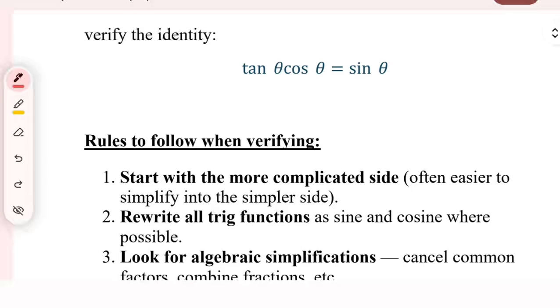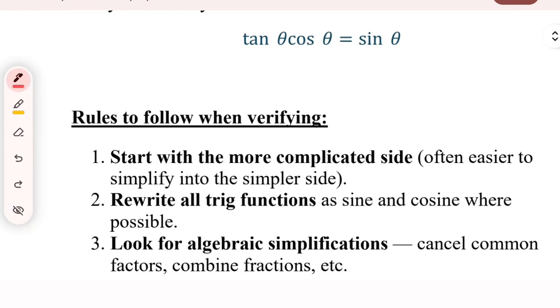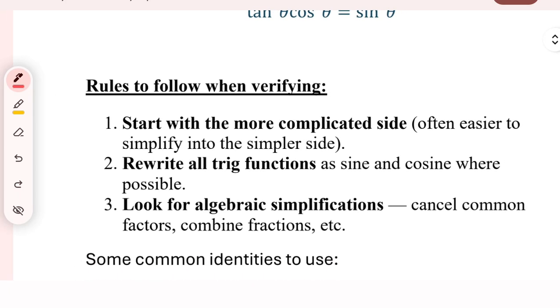All right, let us verify this identity. It's given: the tangent of theta times cosine theta is equal to sine theta. Just like what we always do in the previous videos, we first lay out the rules to follow when verifying identities. These are the general rules that you need to follow when you do verification or proving identities.